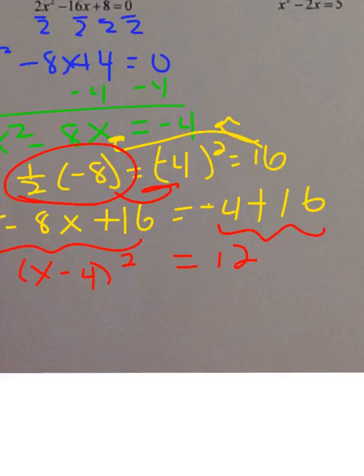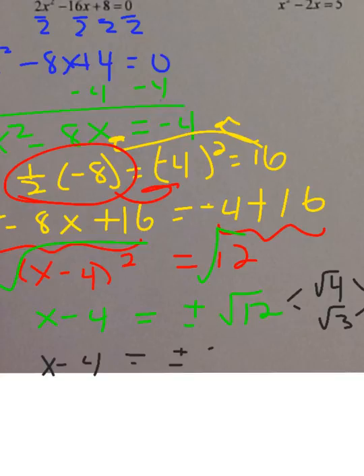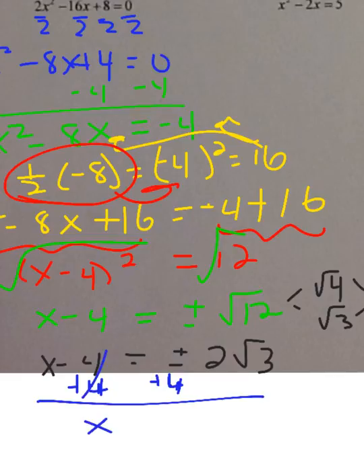Okay, so next I want to get rid of the square. So I square root both sides. So I get x minus 4 equals plus minus the square root of 12. You want to simplify the square root of 12. That's the square root of 4, square root of 3, which is 2 the square root of 3. So it's x minus 4 equals plus minus 2 the square root of 3. Add 4 to both sides. So I get x is equal to 4 plus minus 2 the square root of 3. Okay, so let's take a look at 10b.